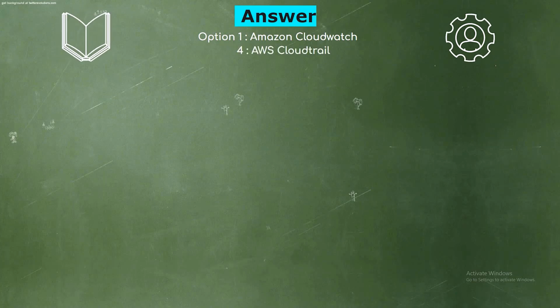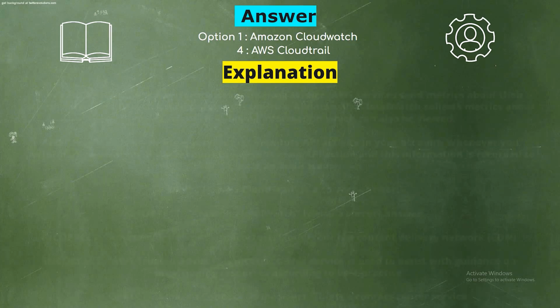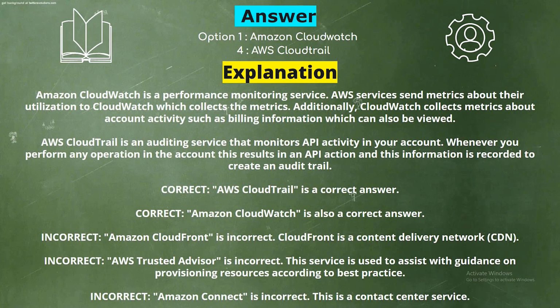AWS CloudTrail. Explanation. Amazon CloudWatch is a performance monitoring service. AWS services send metrics about their utilization to CloudWatch, which collects the metrics. Additionally, CloudWatch collects metrics about account activity such as billing information, which can also be viewed. AWS CloudTrail is an auditing service that monitors API activity in your account. Whenever you perform any operation in the account, this results in an API action, and this information is recorded to create an audit trail. Correct. AWS CloudTrail is a correct answer. Correct. Amazon CloudWatch is also a correct answer.